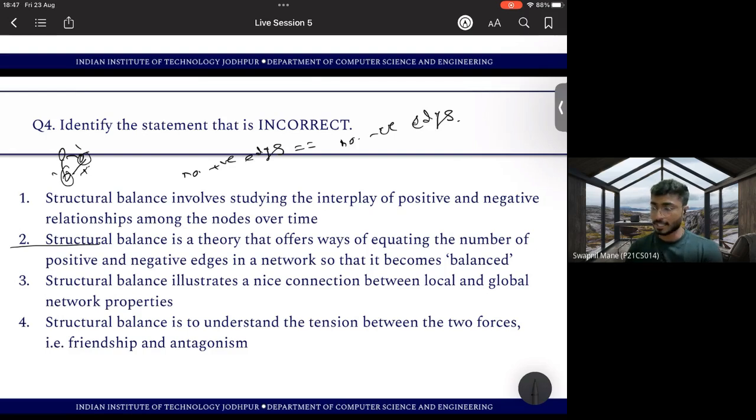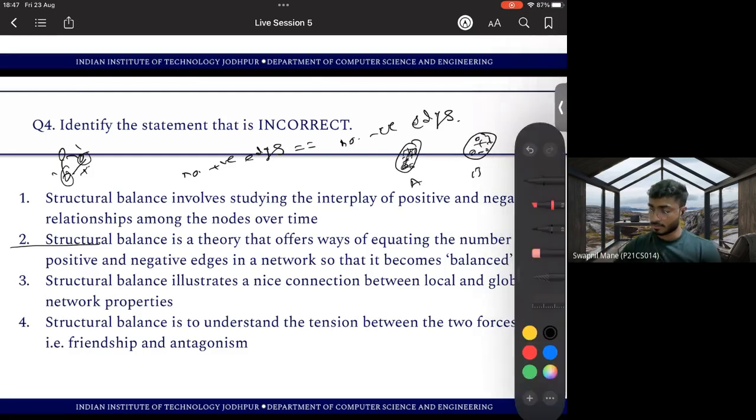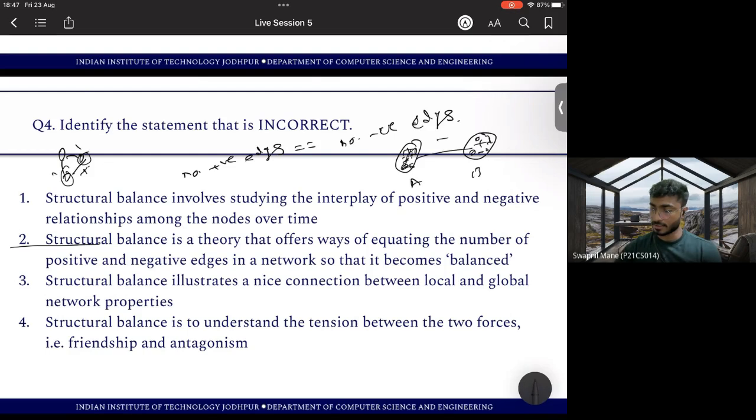Also we have found that there are two groups. There is a positive connection between the nodes within these groups. This is group A, this is group B, and there are multiple nodes, and between those nodes there are positive edges, and among these groups there are negative edges.